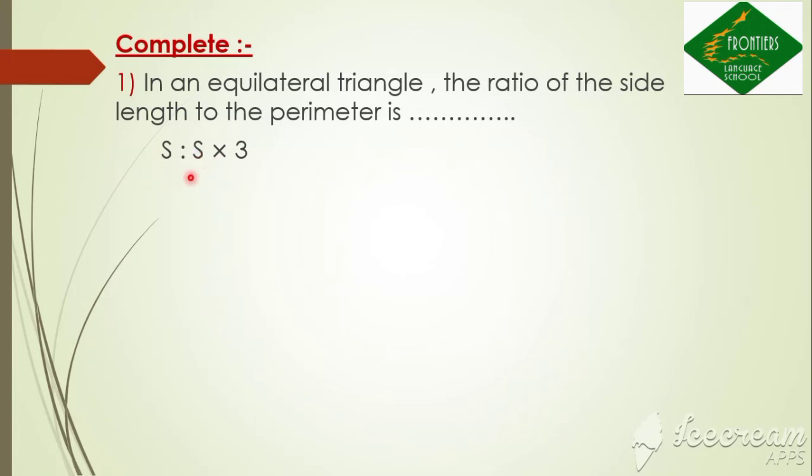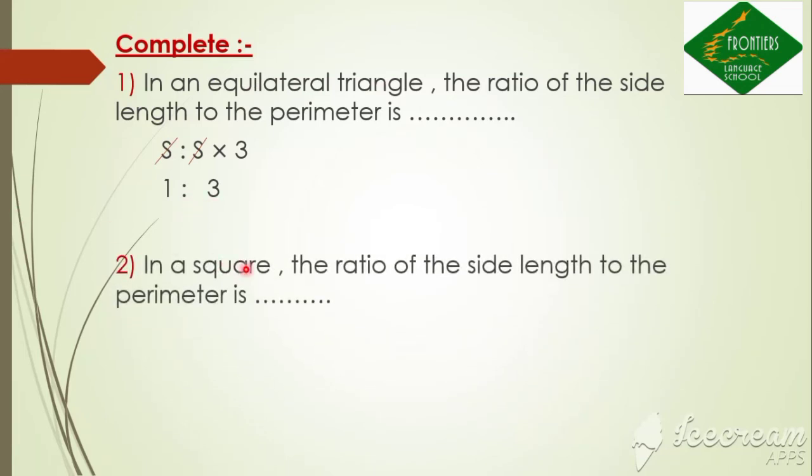Now we have the same. Then we cancel side from the first term and from the second term. It will be 1 to 3. Then the ratio of the side length to the perimeter of the equilateral triangle is 1 to 3. Number 2. In a square, the ratio of the side length to the perimeter. What is the perimeter of the square? It's the side times 4. Then we write the side to side times 4. Then we cancel what? We cancel the side. The answer will be 1 to 4.